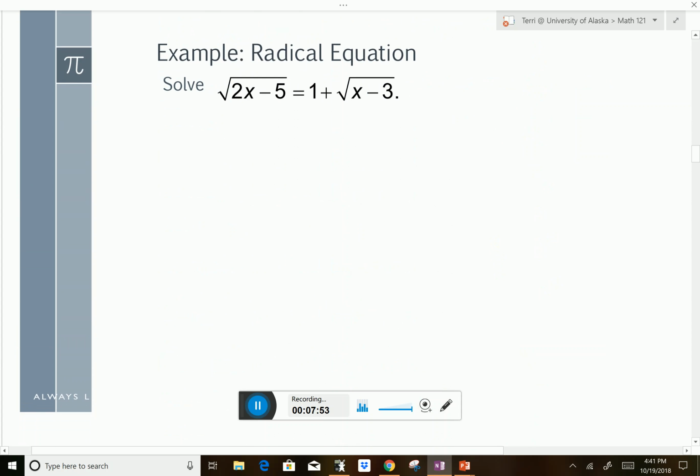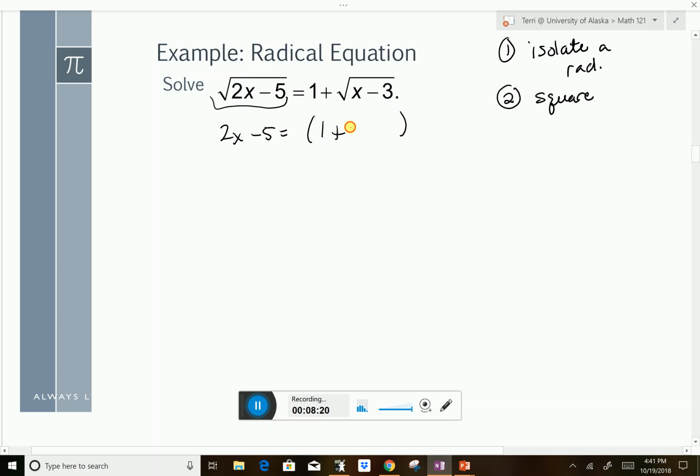So let's do this radical equation by hand. Check our answer using the calculator. This has 2 radicals in it, so we have to be careful. We're going to start by, of course, isolating one radical. Okay, this is already done. Number 2, square both sides. So 2x minus 5 equals, we have to square this, 1 plus the square root of x minus 3, whole thing squared. Now this one cancels, but this one doesn't.